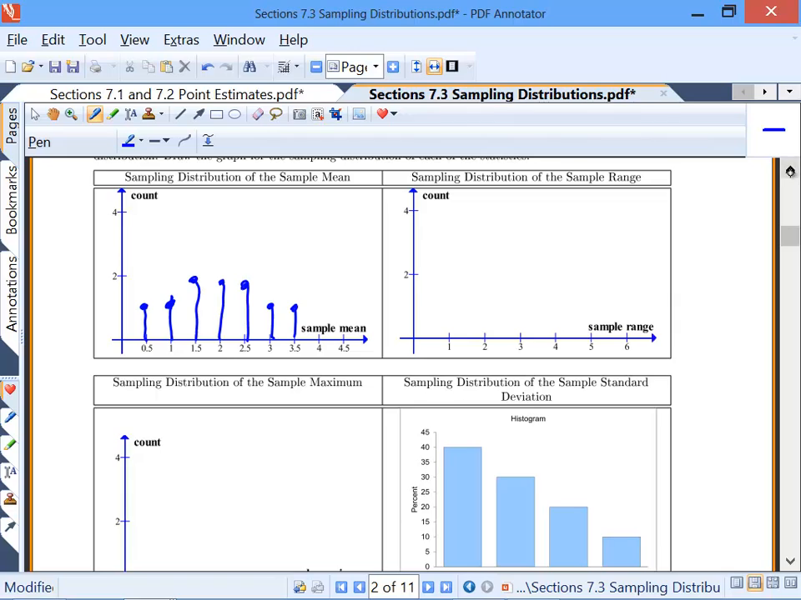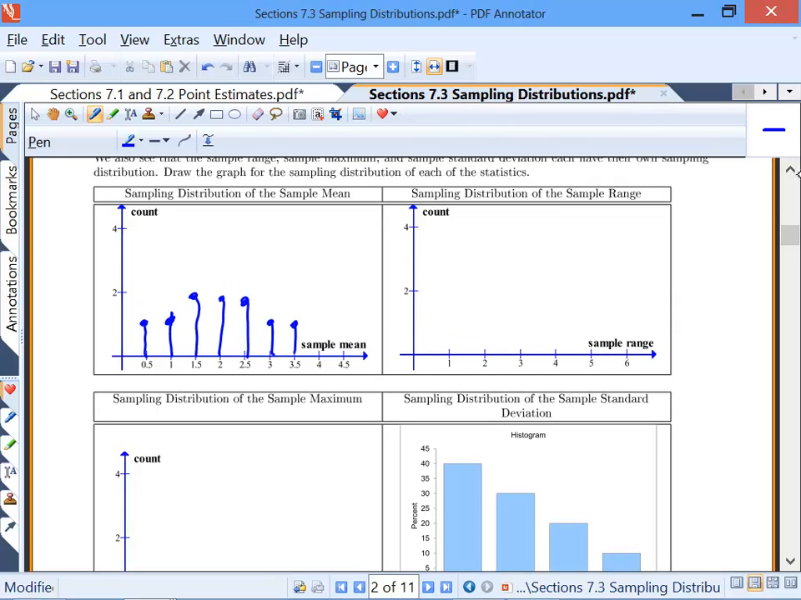Let's try the range and see what kind of distribution the range looks like. So how many times did I get a 1 for my range? 4. A 2? 3. A 3? 2. And a 4, 1. And that was it, right? How would you describe the shape of this distribution? It looks to me like it is a right skew. It would have the long right tail. My most likely value is 1, then 2, then 3, then 4.